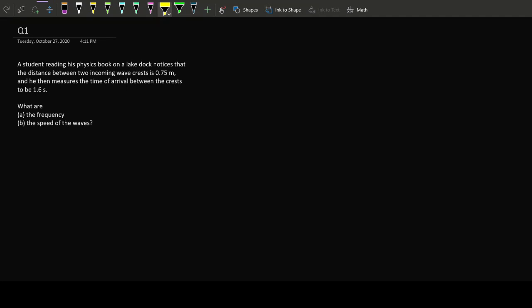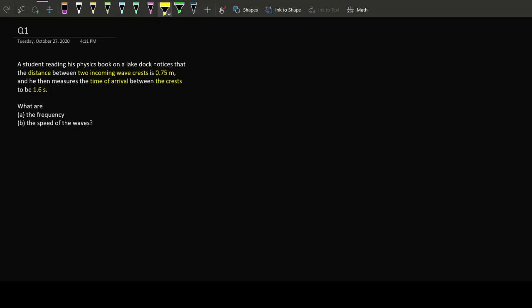It mentions here that a student reading his physics book on a lake dock notices that the distance between two incoming wave crests is 0.75 meter. Something important: we're talking about distance here, the distance between two incoming wave crests, and it's 0.75 meter. He then measures the time interval between the crests to be 1.6 second. Time of arrival between the crests is 1.6 second.